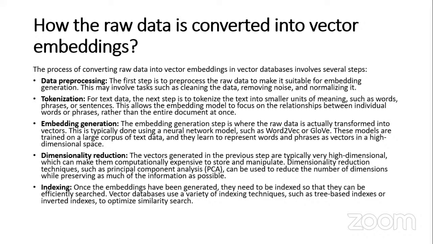So how is the raw data converted into a vector embedding in the first place? The process of converting raw data into vector embeddings involves, first, pre-processing the raw data to make it suitable for embedding generation. This may involve cleaning the data, removing noise, normalizing it. You finish all of these mundane data pre-processing, data organization, and data cleaning tasks, and then we skip to the good part. Then comes your tokenization.